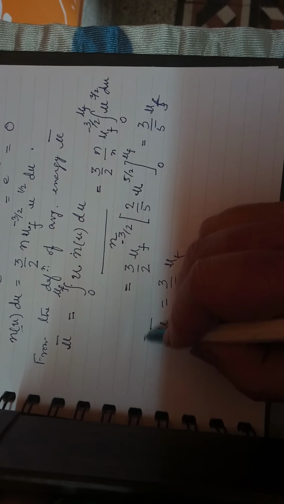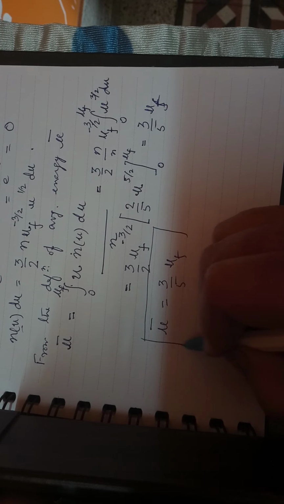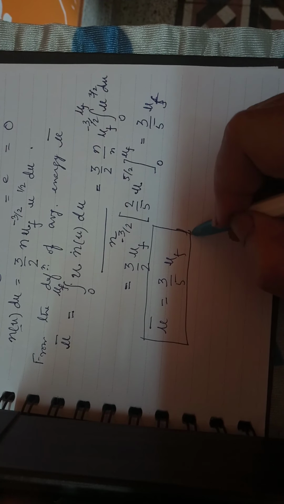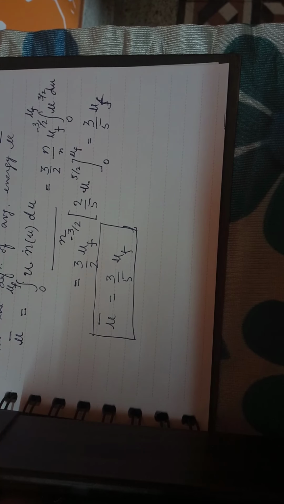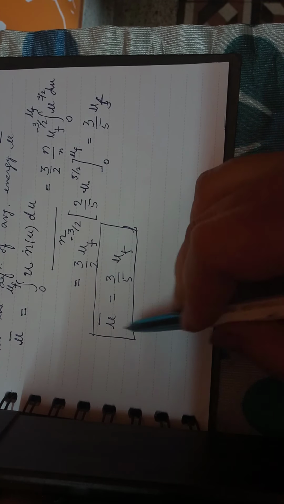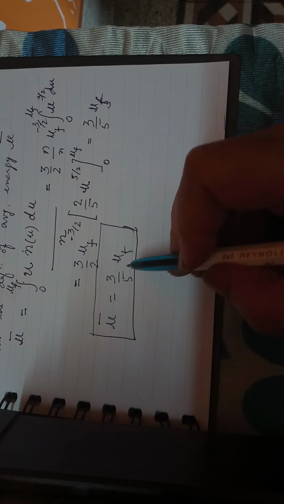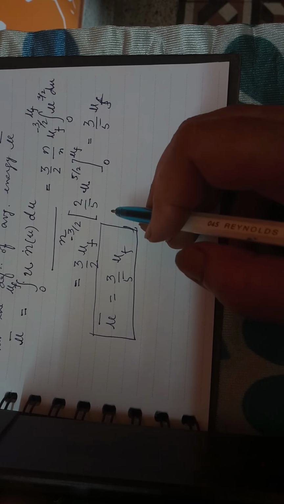This comes as an MCQ question. Because this comes as an MCQ question, it is important that you learn it, remember it at least: the average energy of a fermion, not for bosons or for Maxwell-Boltzmann particles, only for fermions, is 3 by 5 uF.